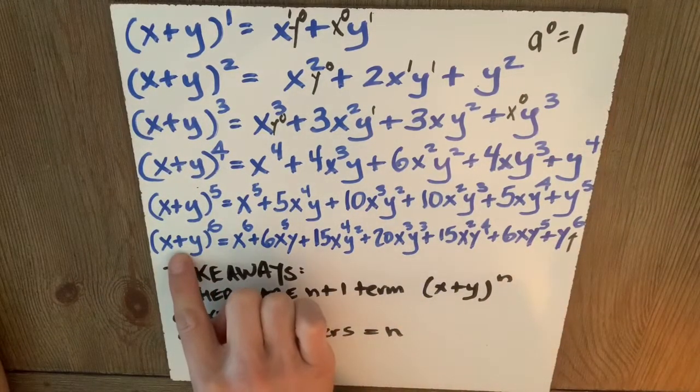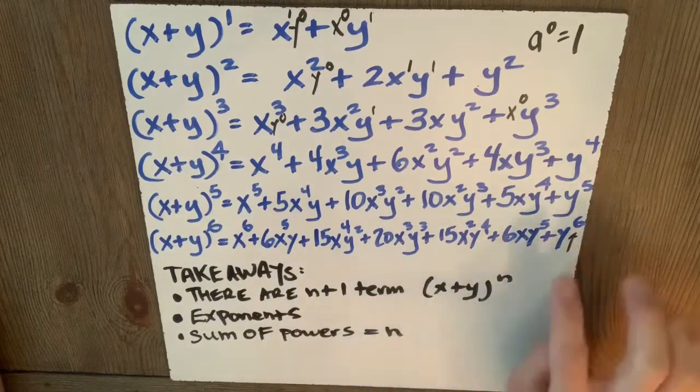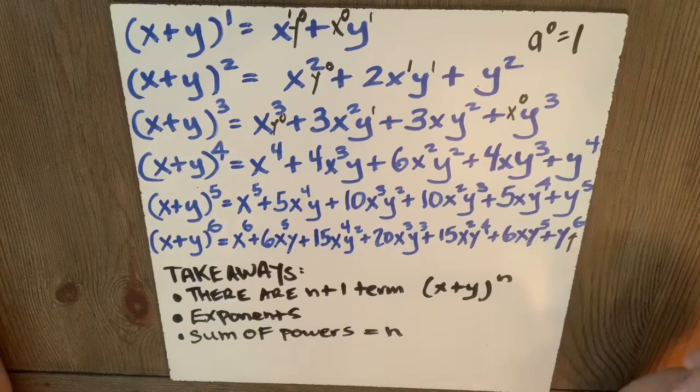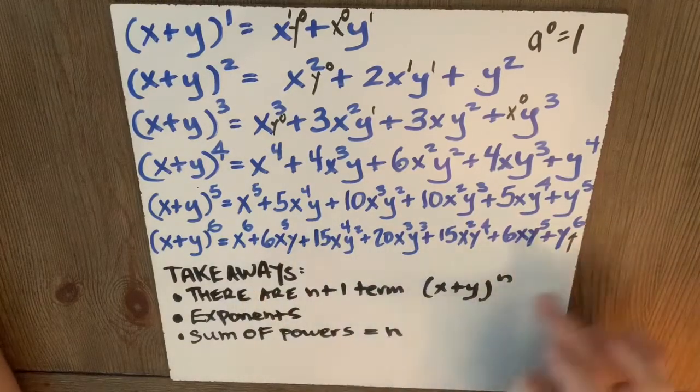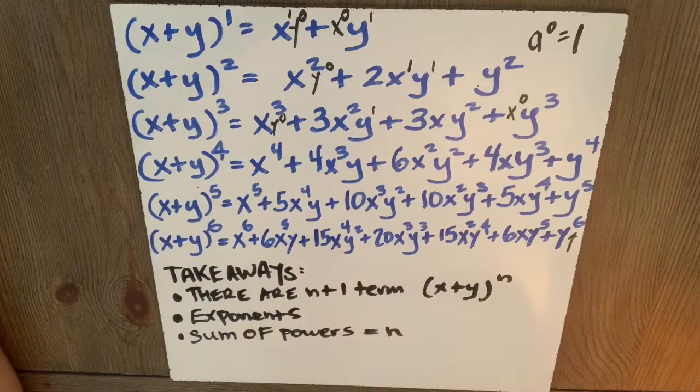Here, x plus y to the 6th. Let's take this term. 3 plus 3 is 6. 2 plus 4 is 6. 1 plus 5 is 6. 6 plus 0 is 6. No matter where you go, the sum of the two powers will equal whatever n is equal to.